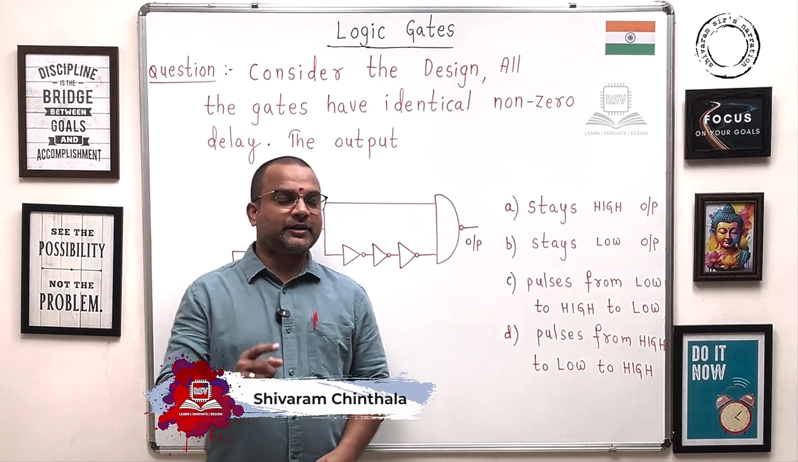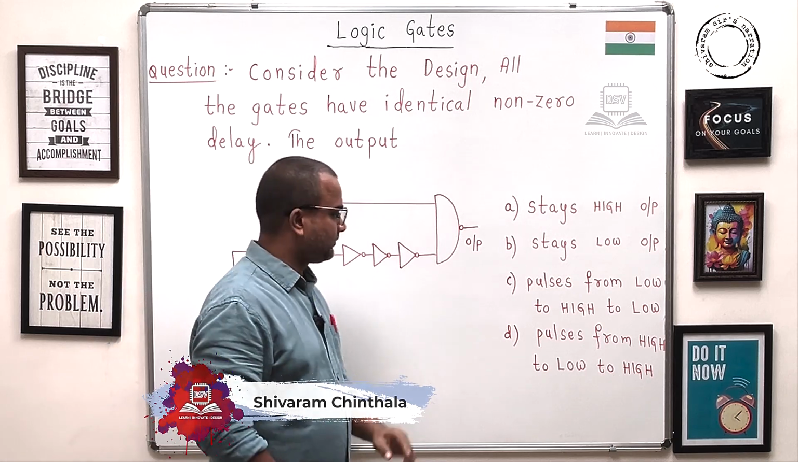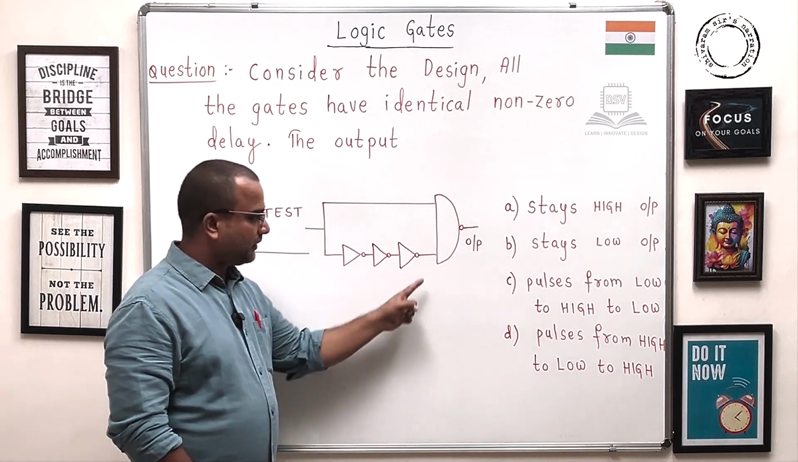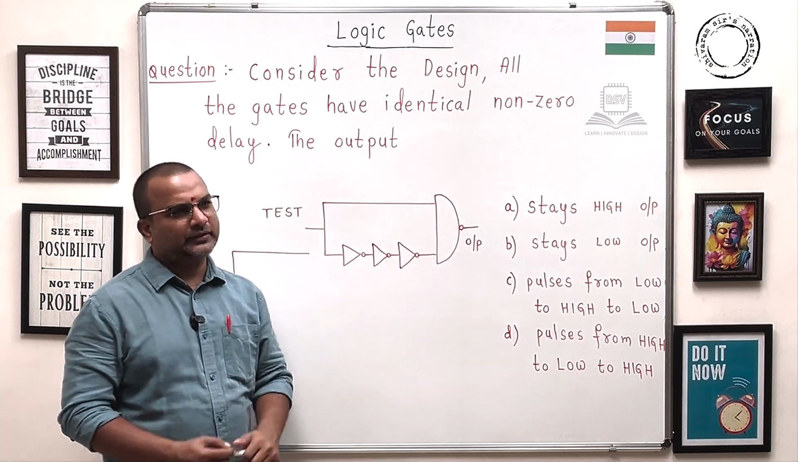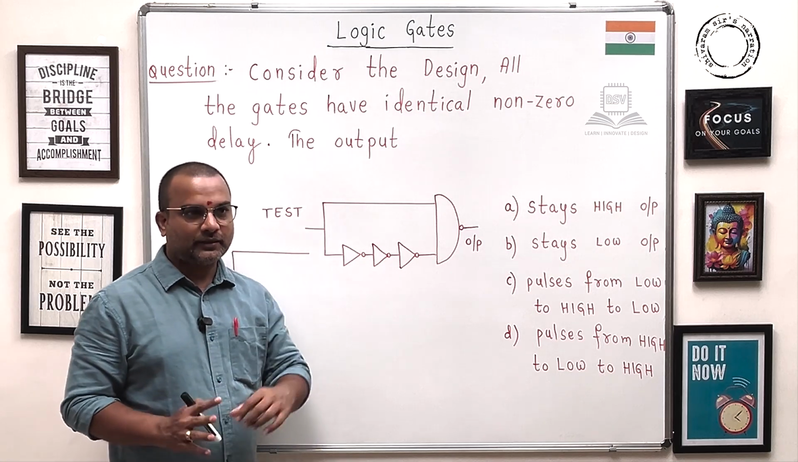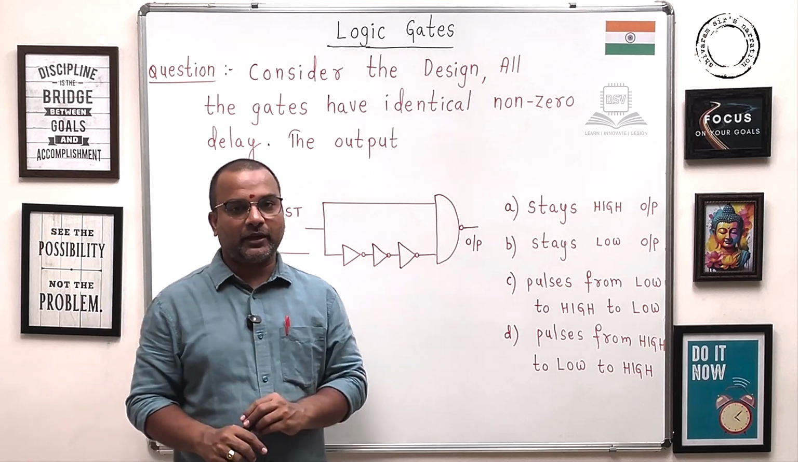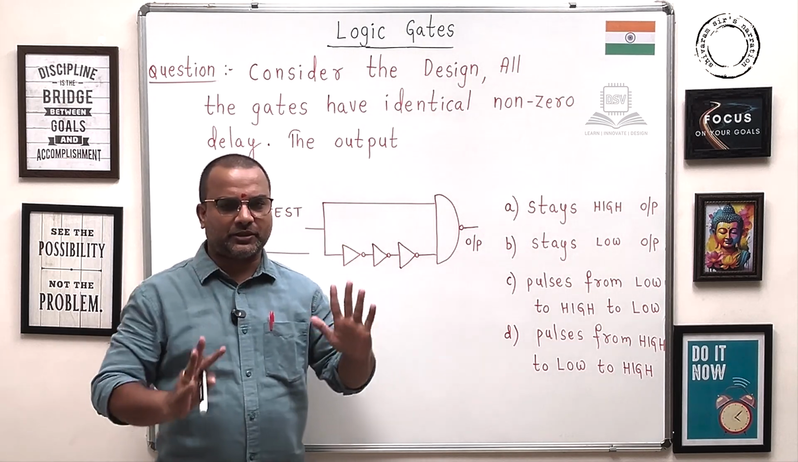Let's have another design challenge in terms of propagation delay. Guys, this is the given design. There is a NAND gate and two NOT gates, also called inverters. The twist in this design is that they said there is a propagation delay, but they haven't mentioned it. They said some non-zero propagation delay.